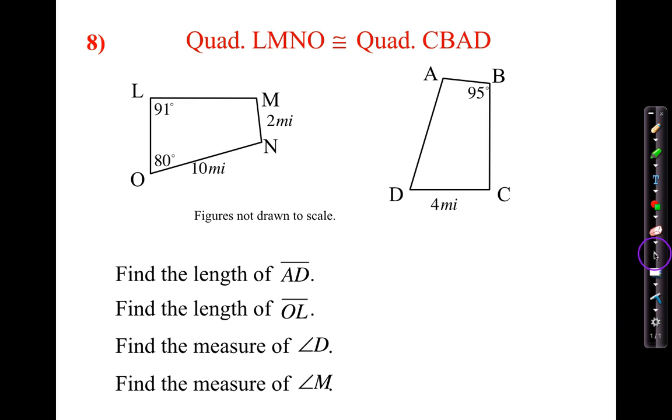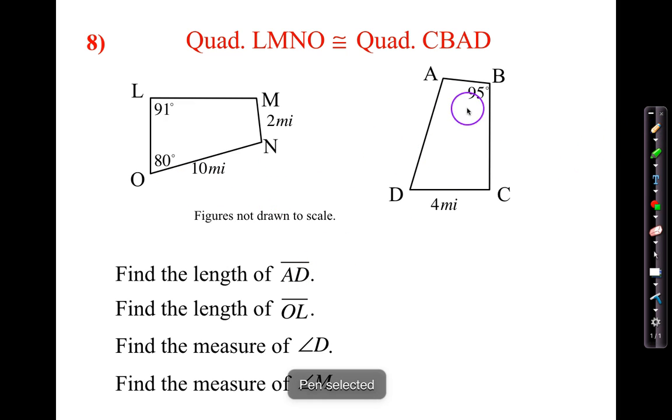Okay, so let's see how well we did. Here it says quadrilateral LMNO is congruent to quadrilateral CBAD. So here we're given some images and some angle measurements. Now it says here, find the length of line segment AD.